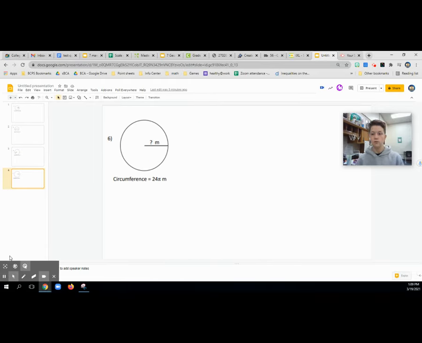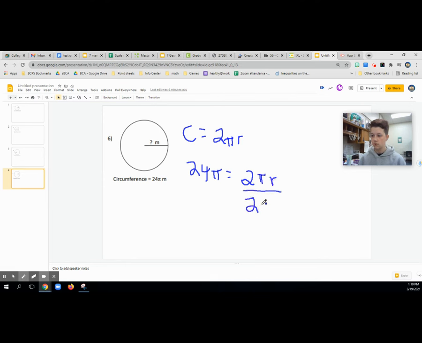I'll do one more just to make sure it really sticks. We have circumference is equal to 24 pi meters, and we need to find our radius. So circumference equals 2 pi r. Circumference is 24 pi. And I could even just right now divide both sides by 2 pi. If you want to take it step by step and divide by pi and then divide by 2, that's fine too. That's your choice.